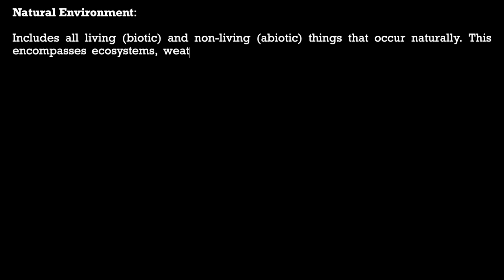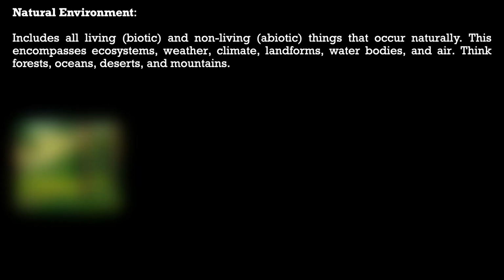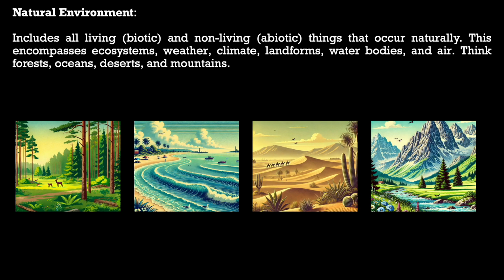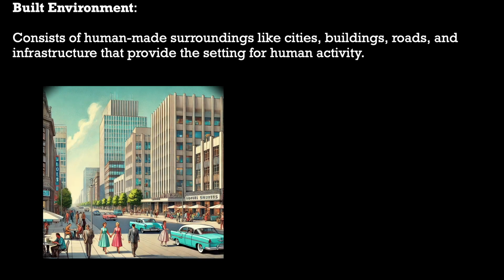Natural environment, however, includes all living, biotic, and non-living abiotic things that occur naturally. This encompasses ecosystems, weather, climate, landforms, water bodies, and air. Think forests, oceans, deserts, and mountains. When it comes to built environments, that's going to consist of human-made surroundings like cities, buildings, roads, and infrastructure that provide the setting for human activity.